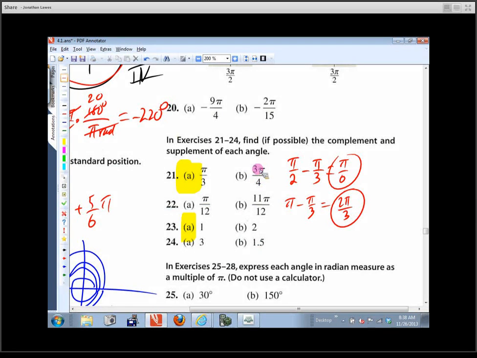Think of where 3 pi fourths would be. 3 pi fourths is in quadrant 2. It's already bigger than 90 degrees. It's already bigger than pi halves, so no complement. Would it have a supplement? Yes, it would. Take a look at number 23.